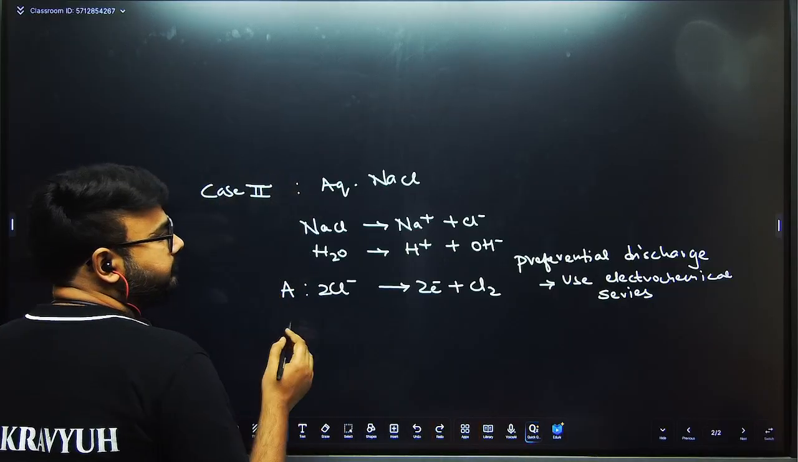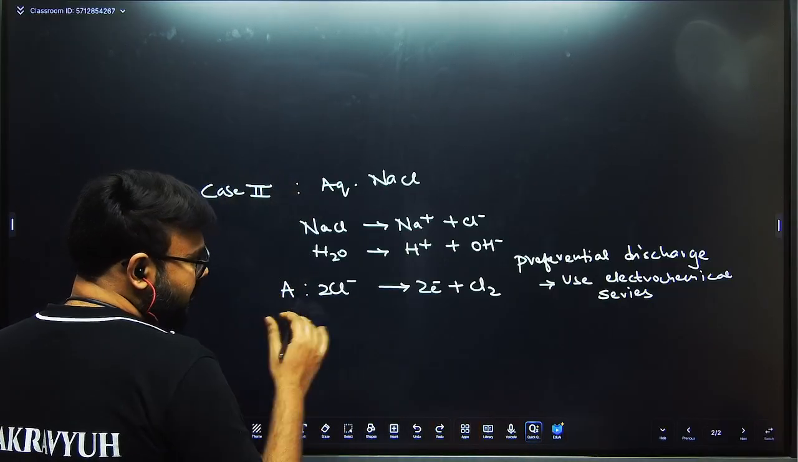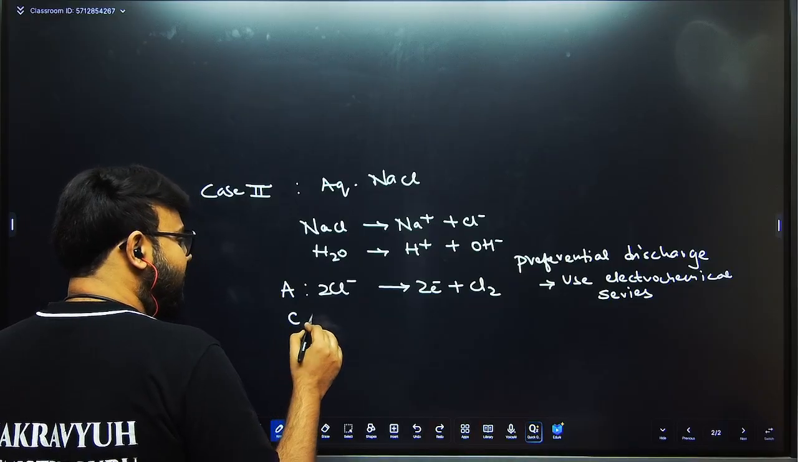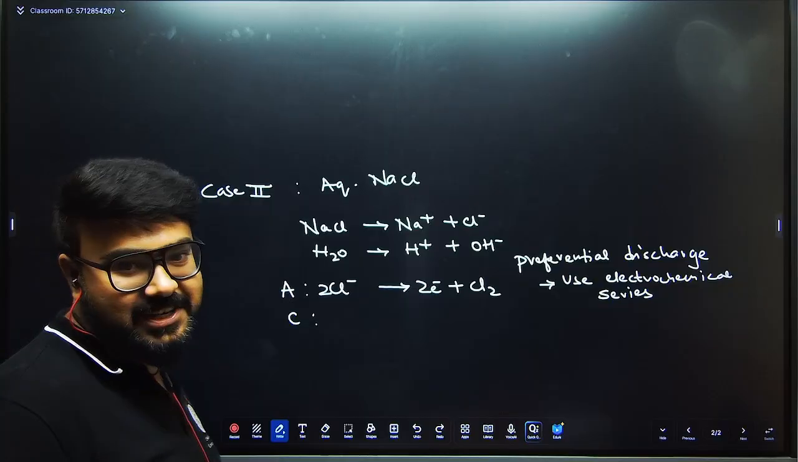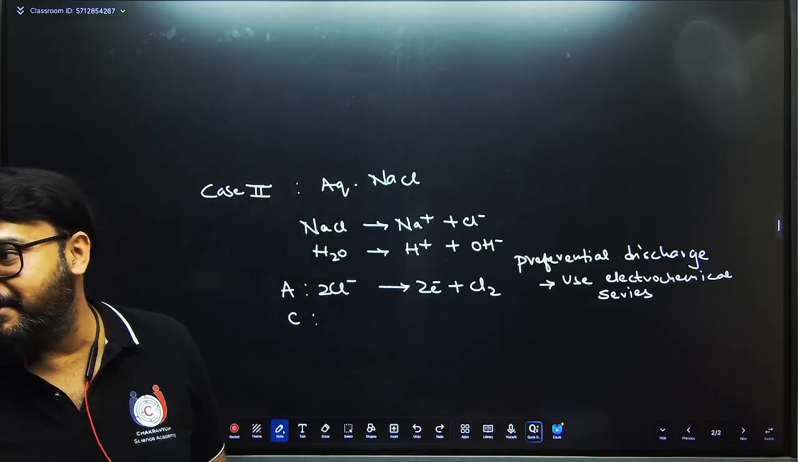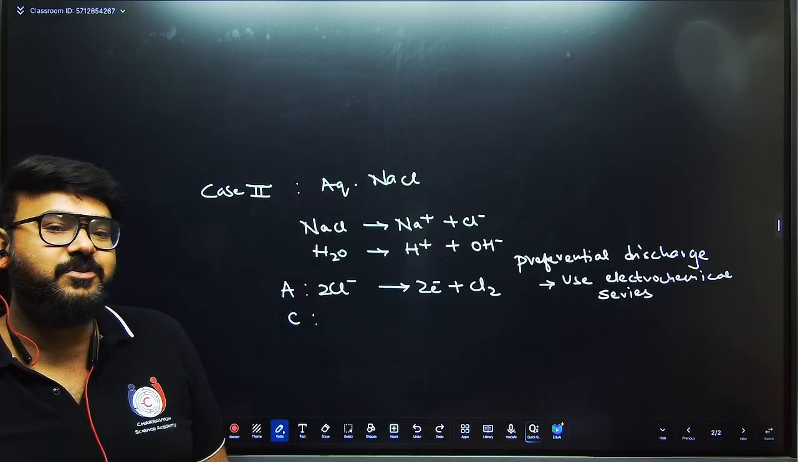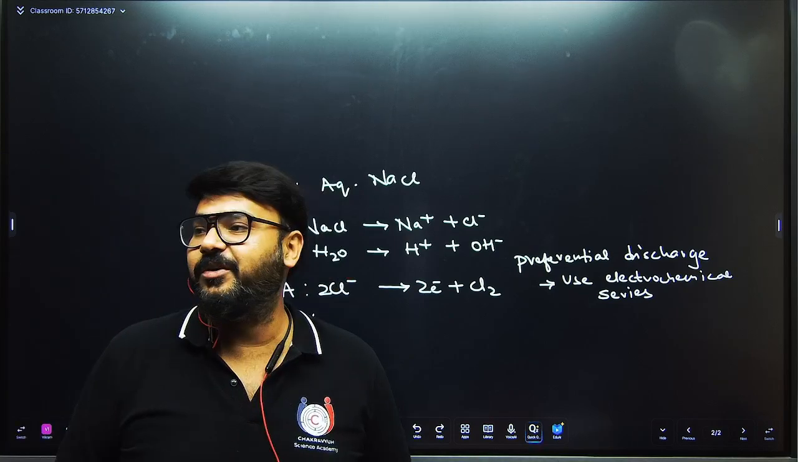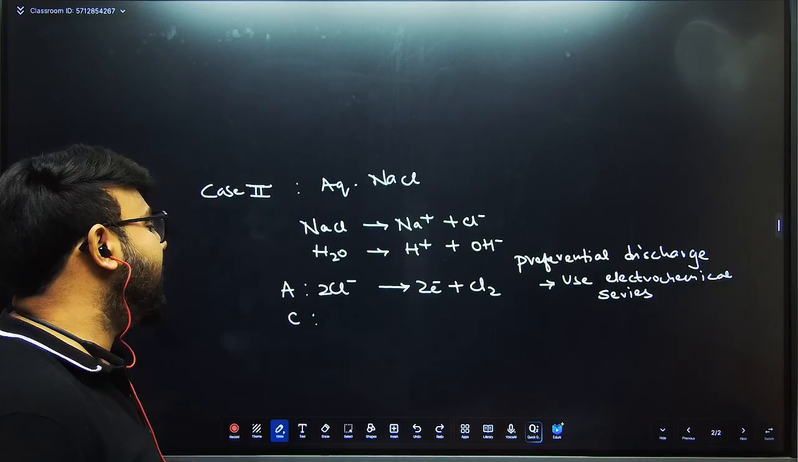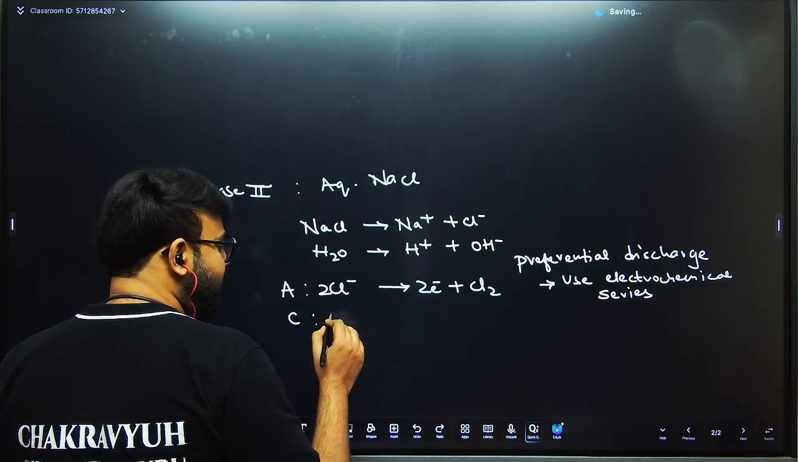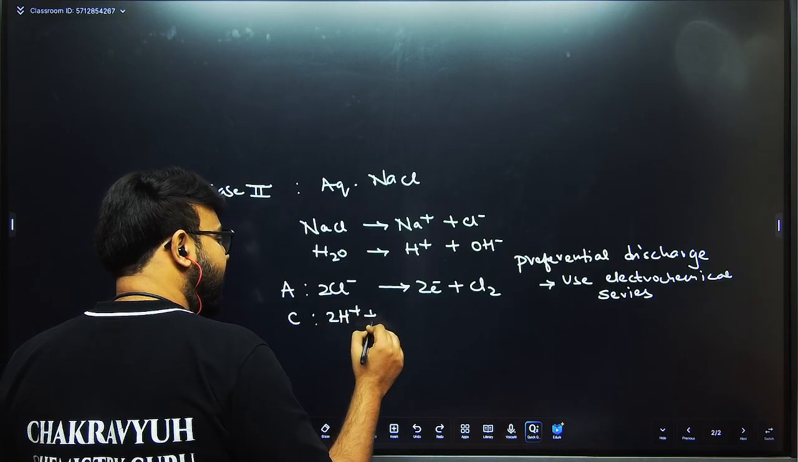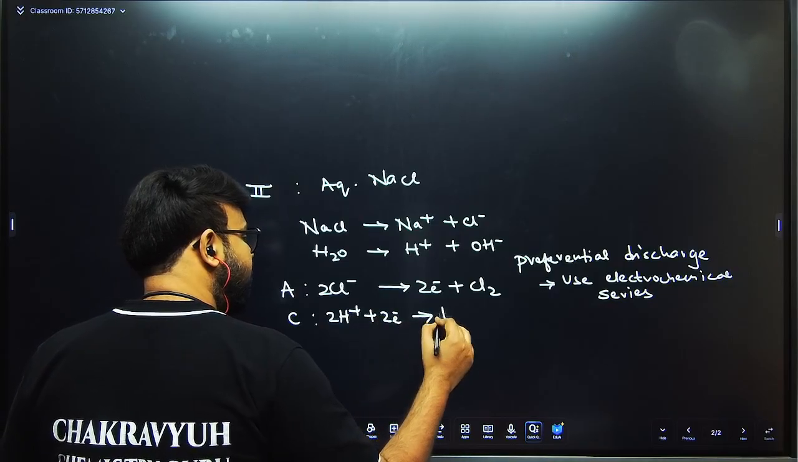Now, the anode is sorted, right? Now use preferential discharge. For cathode, the ones below are better cathodes. So compare hydrogen and sodium. Who is below? That's right. So hydrogen will get discharged. So 2H plus gains 2 electrons and forms H2.